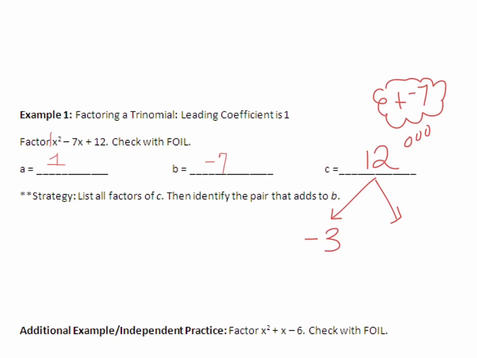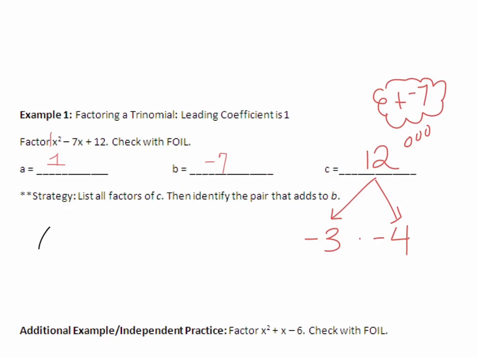-3 and -4 was what Lexi nominated. So we got -3 times -4. That is for sure 12. And then if I find the sum of -3 and -4, I do actually get -7. So that's legit. Okay, remember, a lot of this lesson is about stuffing sets of parentheses.